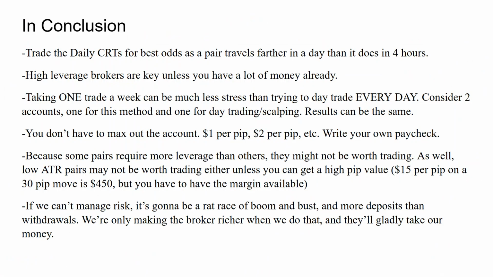Let's see. Because some pairs do require more leverage than others, or more money than others, they may not be worth trading as well. Remember those low ATR pairs? They're not worth trading unless you can get a high pip value. What I mean by that is this. Let's say you have a pair that only moves about 35 pips or 30 pips in a whole day. If you can get $15 a pip on that pair, 15 times 30 is $450, but you just have to have the margin available. So keep that in mind.